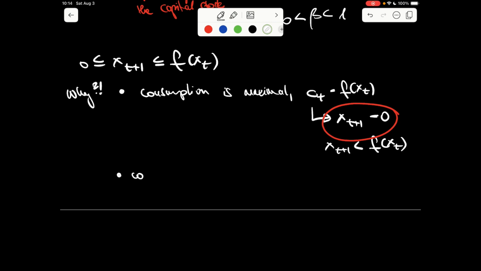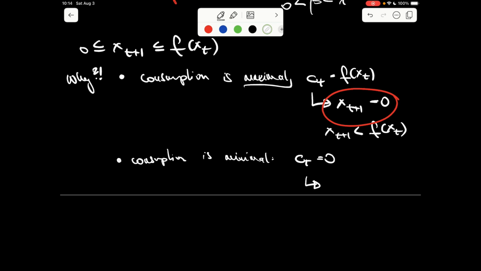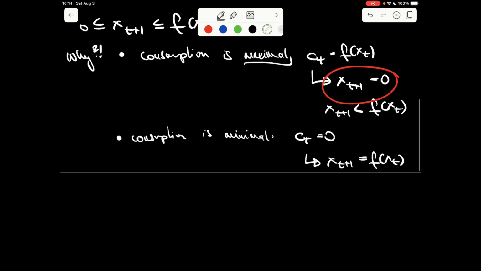If consumption is minimal, this is maximal, this is minimal, then it is 0, and from this it follows that capital stock next period equals output this period. So all in all, from these two cases, it follows that capital stock next period is lower than or equal to output in period t.